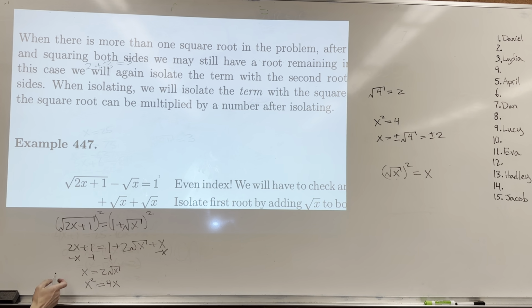Now, put everything on the one side and solve by factoring. So I get x squared minus 4x is equal to 0, factor out the x, so I get x times x minus 4 is equal to 0.